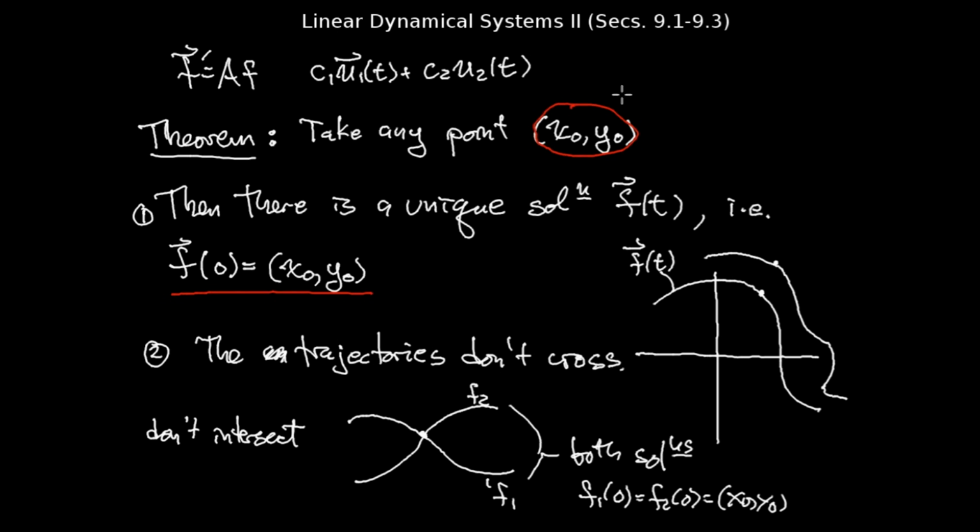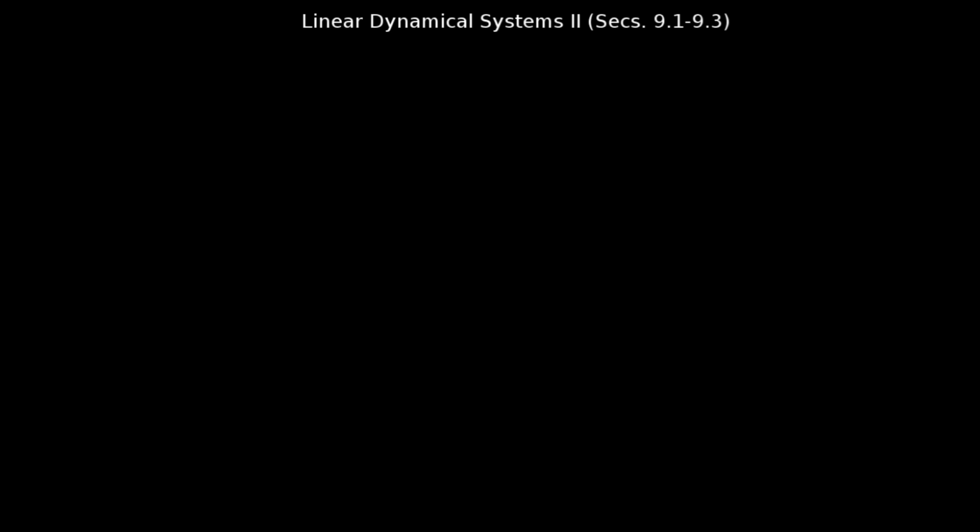Specifying the point x naught, y naught is called specifying an initial value. And to say that the trajectories don't cross, well, that's more or less exactly what this first part is saying, the fact that there's always a unique solution going through a point. Okay. So both of those properties I illustrated in the examples I was doing last time, but I just wanted to make it clear they're very general properties.